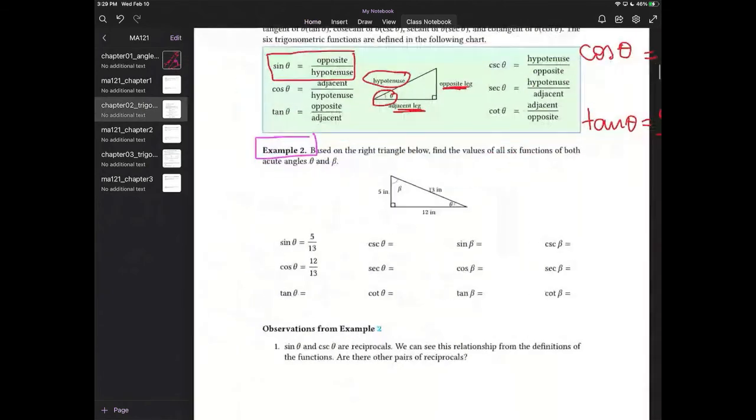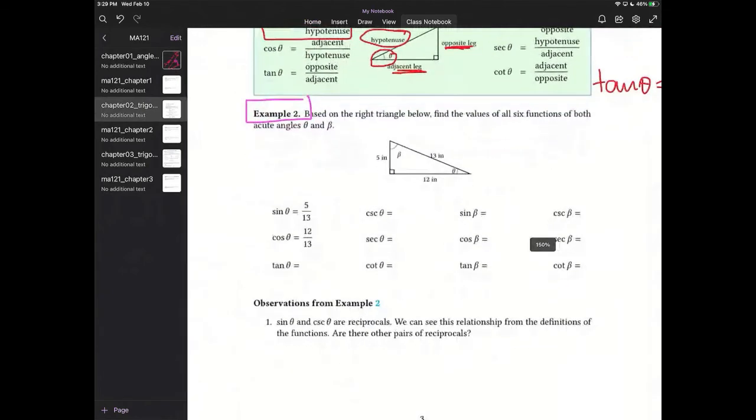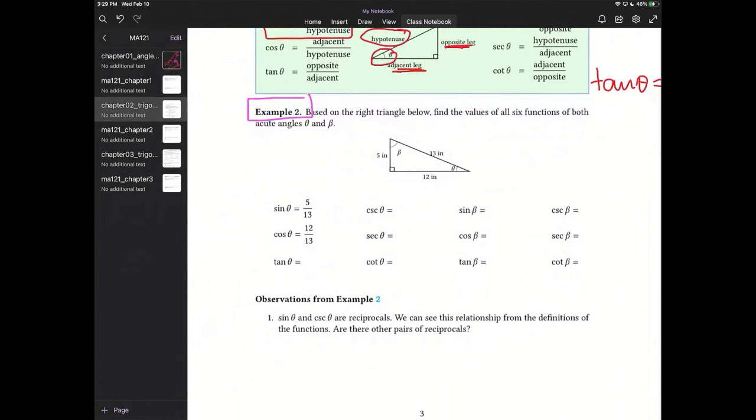Here's one example, which is not completely solved in the textbook, but I would like to go over now. We have a right triangle with 2 legs. The legs have measurements of 5 inches and 12 inches, and there is the hypotenuse, which is 13 inches. Also, angles theta and beta are designated in this triangle.